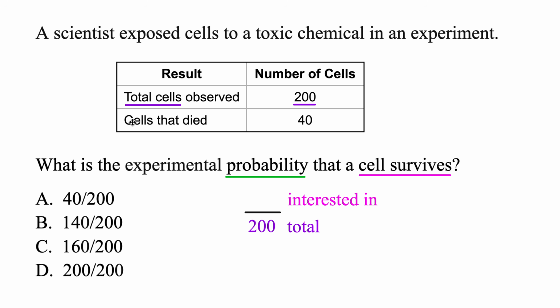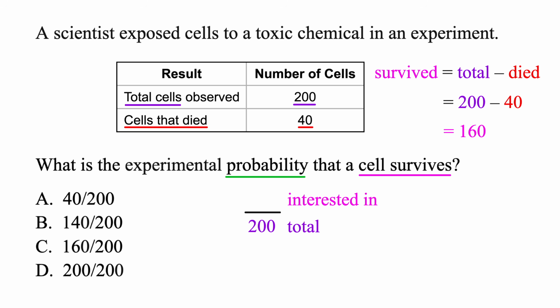Okay, next, cells that died. Out of the 200, it looks like 40 of these cells died. But if 40 of them died, all the rest of them survived. So to find that number, let's just take the total, subtract the ones that died, and that'll leave us with the ones that survived. Let's show that here. So 200 minus 40 gets us 160. Those are the number that survived, and that's what we're interested in.